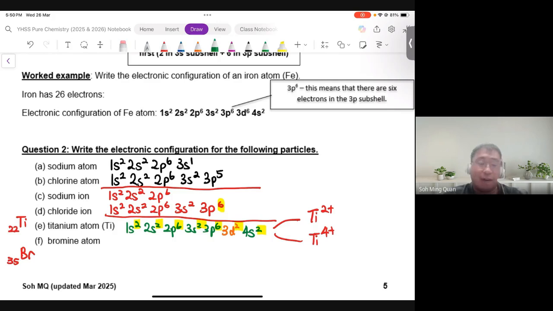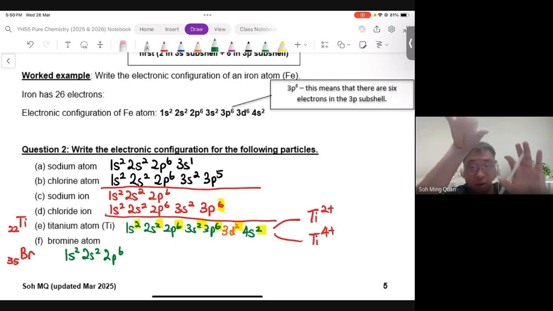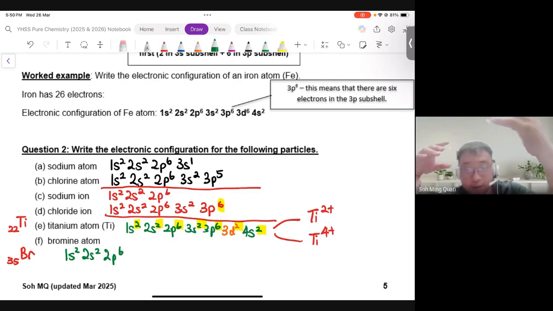So how do you do 35? Again, we start with 1s2, 2s2, 2p6. So by now, you should get a hang. S is always 2. P is always maximum of 6. All right, so 1s2, 2s2, 2p6. Then we go to 3s2, 3p6. Okay, so I'll always write this first because I know this is 18 electrons.